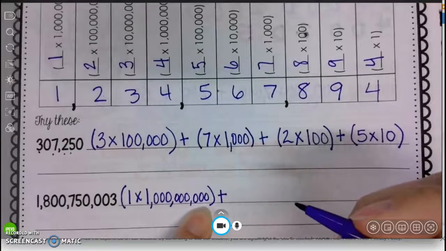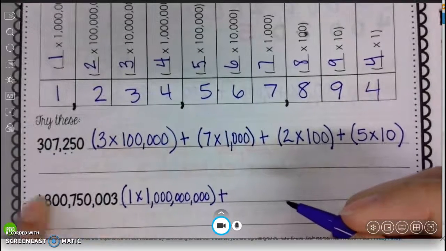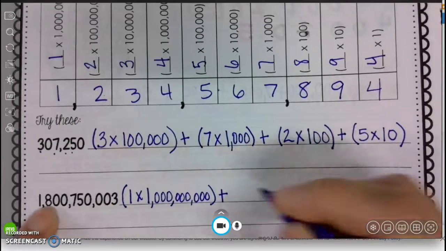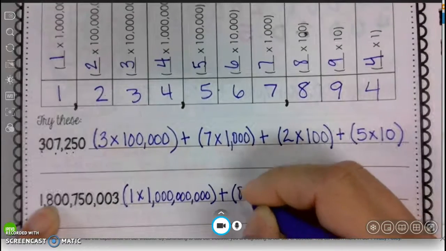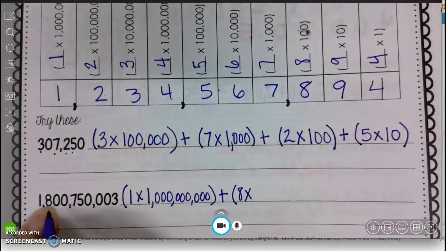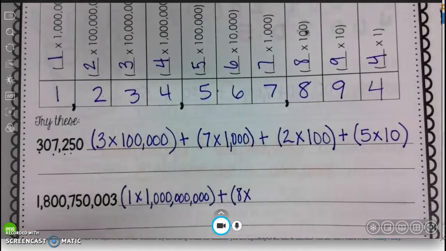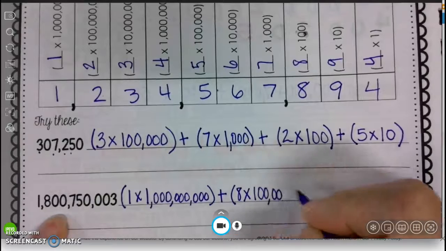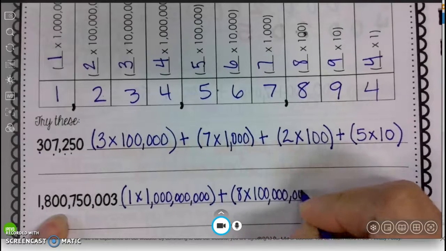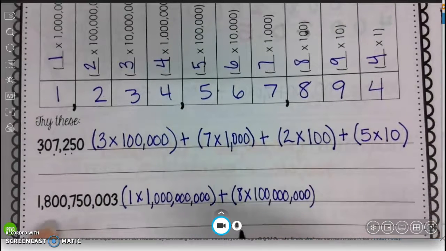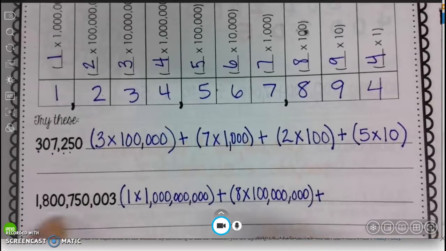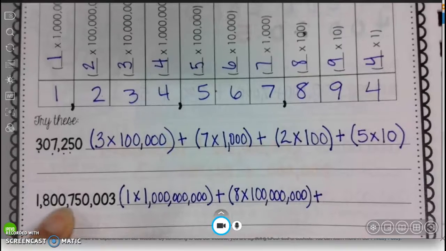100 million. What's the next digit that we're going to do? 800 million. Which digit? 8. Good, the 8. So we're going to open parentheses, 8 times its place value. What place value position is that 8 in? 100 millions place. So you're going to do 8 times 100 million. Plus, you don't do anything for your zeros.